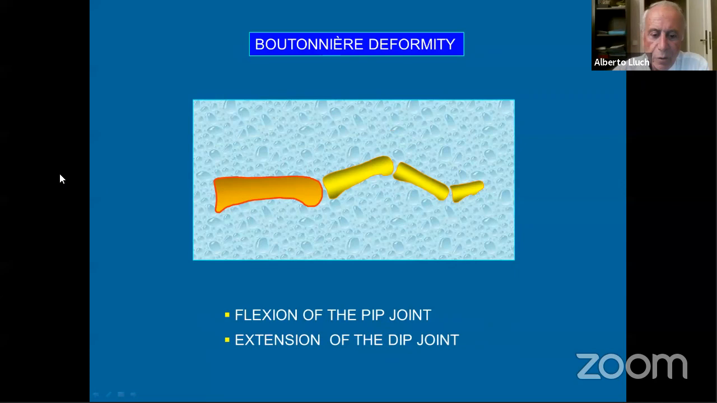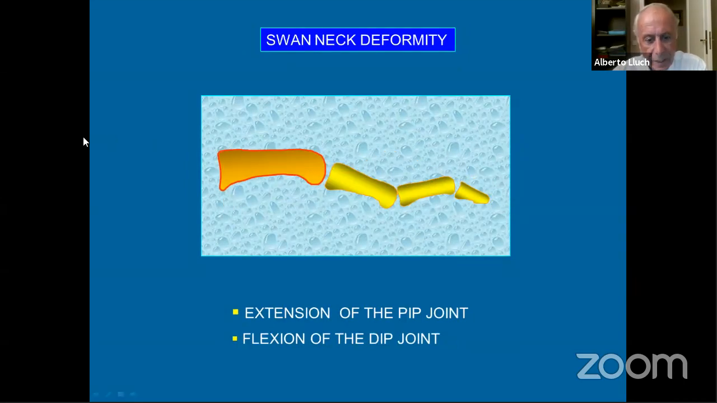A boutonniere deformity is a flexion of the PIP joint and an extension of the DIP joint, which is completely abnormal on a normal anatomical basis. Swan-neck deformity is the reverse of a boutonniere deformity: extension of the PIP joint and flexion of the DIP joint.